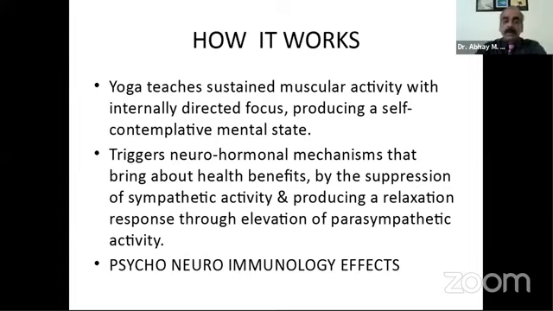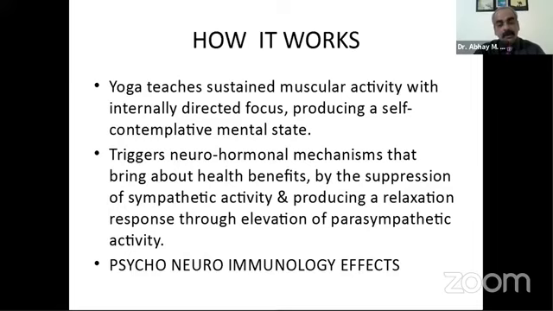And it triggers neurohormonal mechanisms that bring about health benefits by suppression of sympathetic activity and producing a relaxation response through elevation of parasympathetic activity. That is a wonderful thing. Till now, the autonomic nervous system has its sympathetic and parasympathetic aspects, wherein stress induces the sympathetic activity. Parasympathetic activity is very important to stay healthy, to be relaxed, and that's what yoga does. It produces a relaxation response.